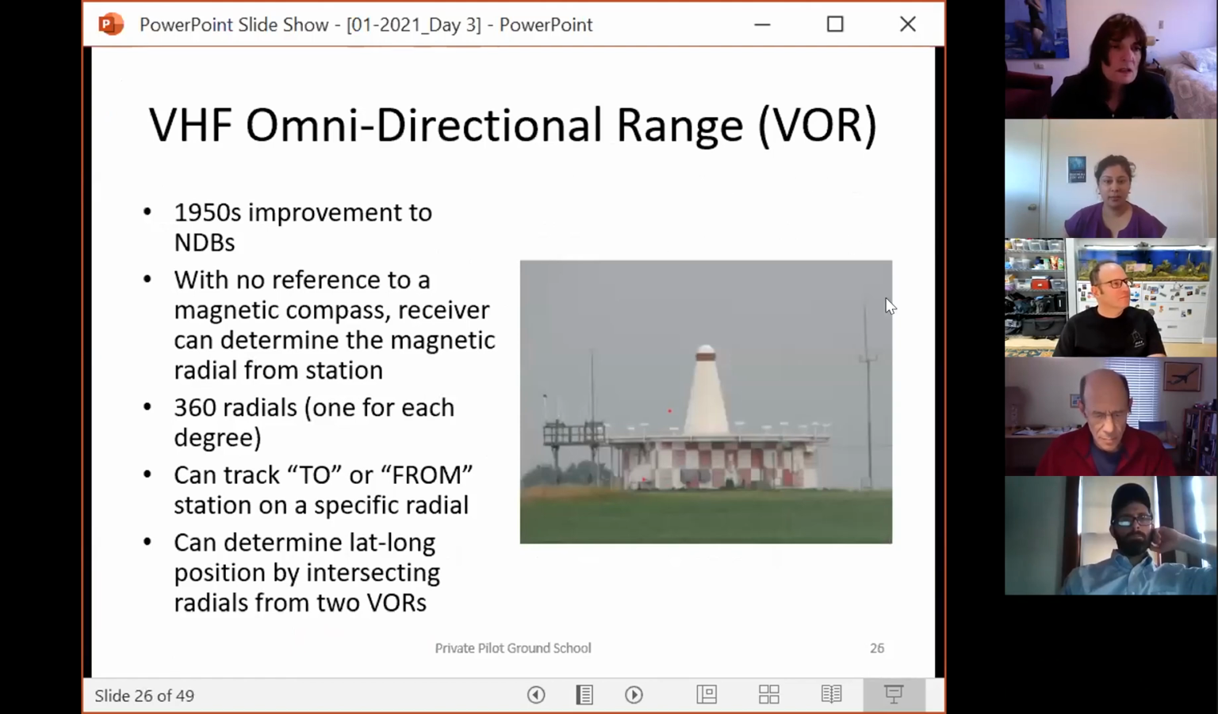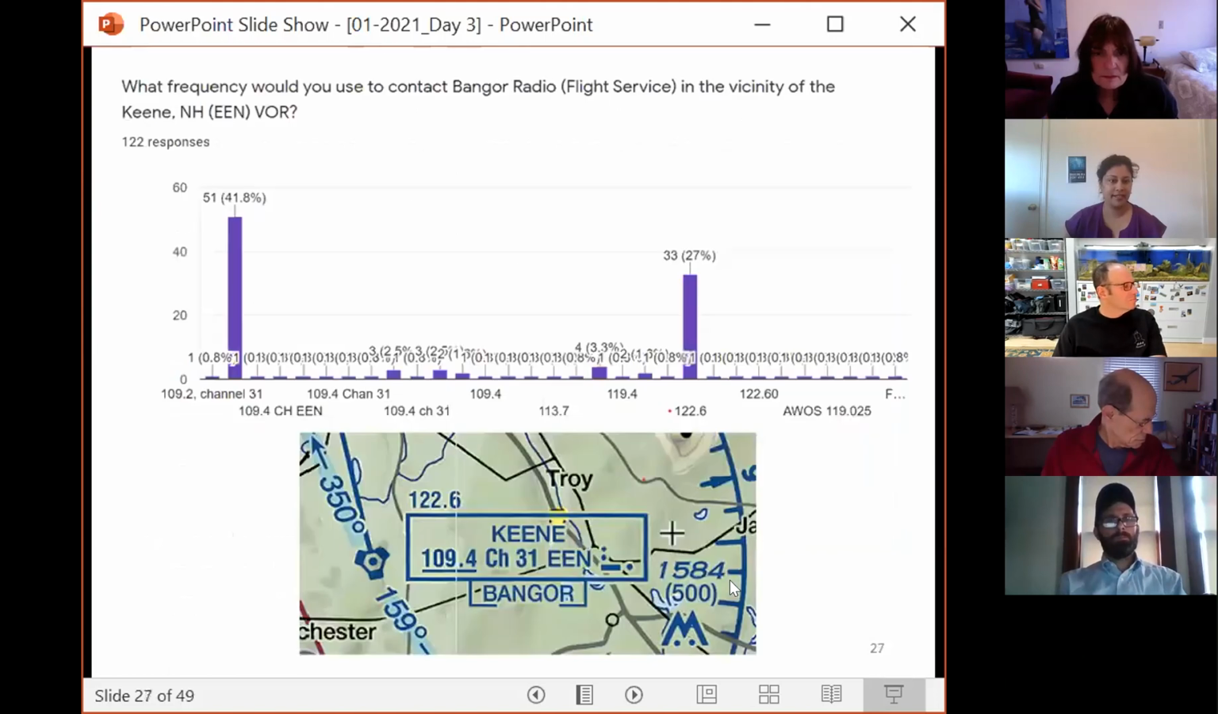A VOR is an important tool that you should be familiar with. It's an acronym within an acronym: a VHF omnidirectional range. Basically it's a way to do navigation. It sends a VHF signal, and the signals are based on line of sight. So if there's a mountain between you and the VOR, you won't necessarily receive that signal. And we had some questions about that, so let's see how you did.